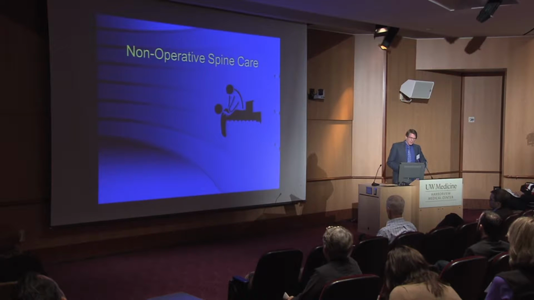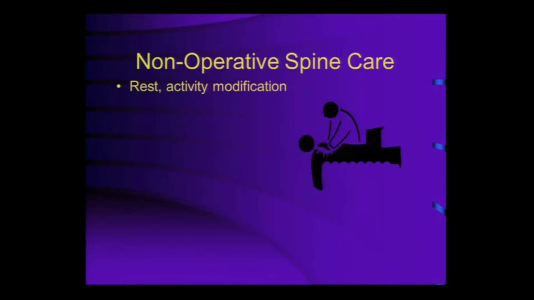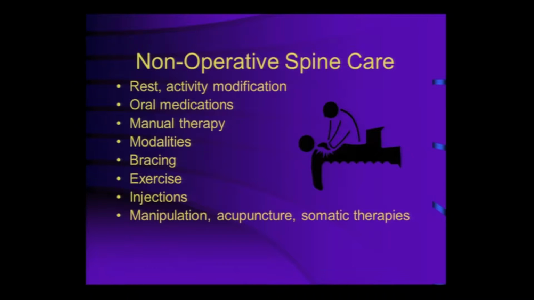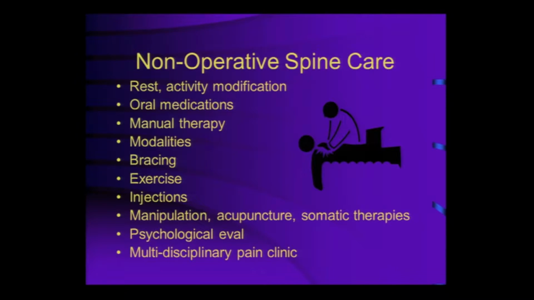If you take this to non-operative care, this gets a little tricky. So what is non-operative spine care? First of all, this is ginormous if you start listing it. I ran out of room. You can do activity modification, you can medicate people, you can do manual therapy, you can do modalities of various sorts, you can brace people, you can exercise people, you can inject people, you can manipulate or do acupuncture or somatic therapies or send them to Pilates or send them to yoga. You can psychologically assess them, and you can stick them into multidisciplinary pain clinics. And this is a partial list, right? And I'd like to thank Carlo for giving me 15 minutes to go through the whole thing.